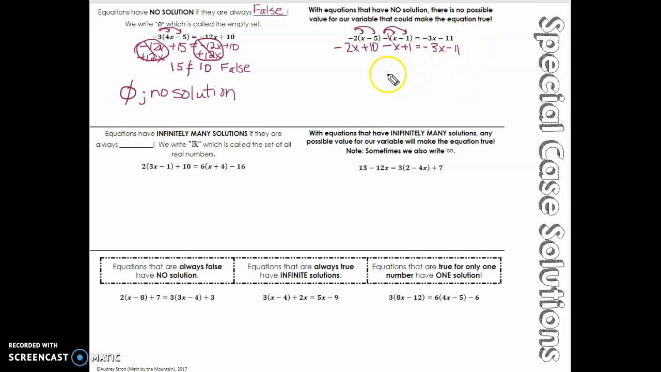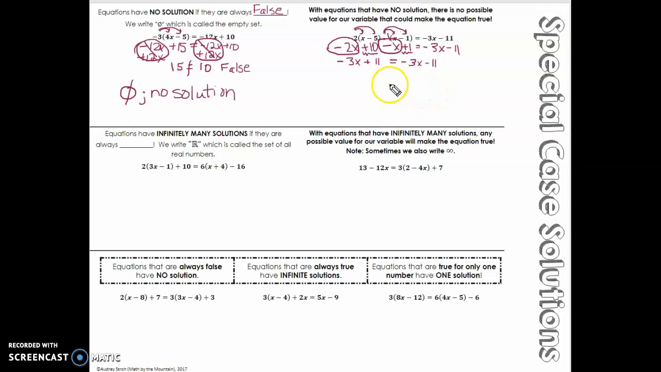Now I need to combine like terms. Before I go any further, I need to see if I have any x terms that can be added together. I have a negative 2x and a negative x. They can combine because they're on the same side of the equal sign. They're both on the left. That gives me a negative 3x. I can also combine a 10 and a 1 because they're on the same side, left side, and they're alike. So that gives me negative 3x plus 11 equals negative 3x minus 11.